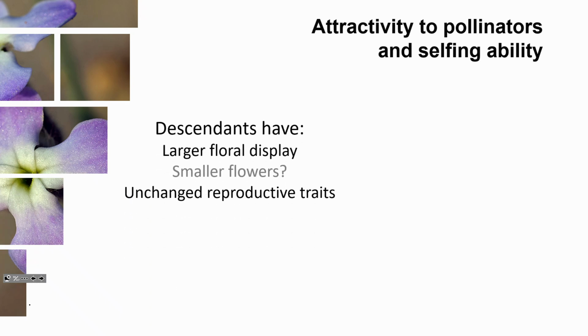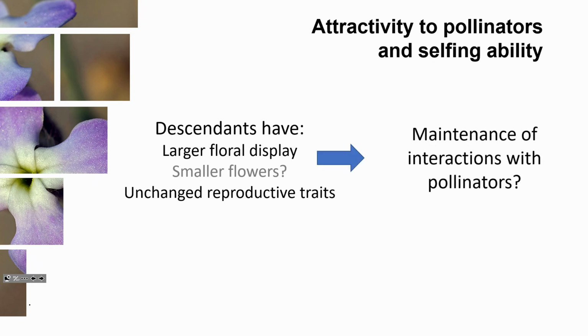So when it comes to how Matthiola tricuspidata evolved over the past 24 years, at least the population that we sampled in southern France, the descendants have larger floral display, maybe somewhat smaller flowers, and their reproductive traits have not changed. So overall, this is still kind of compatible with the idea that the population has evolved to maintain the interaction with the pollinators by making more, if not more attractive, flowers.